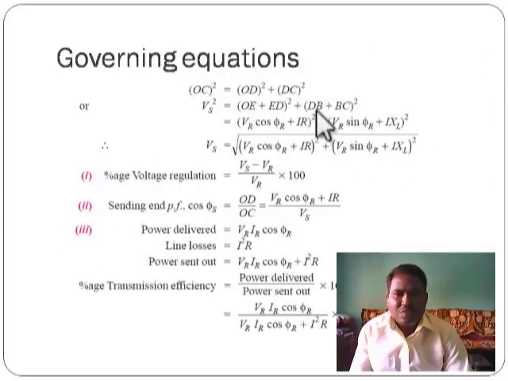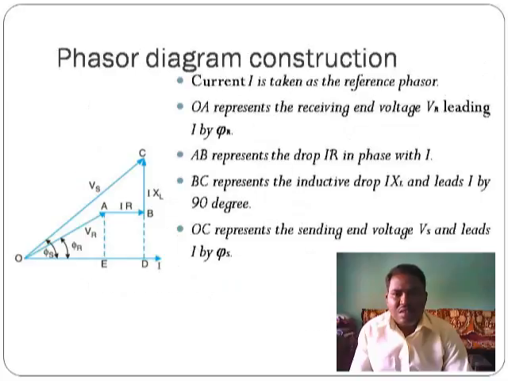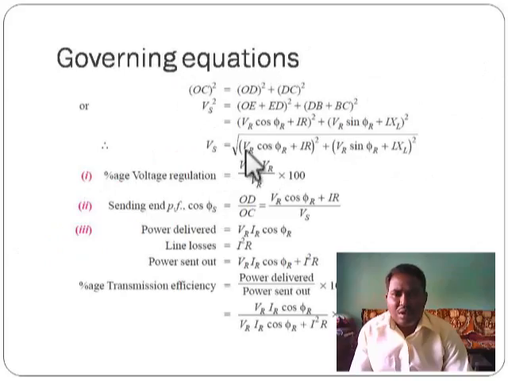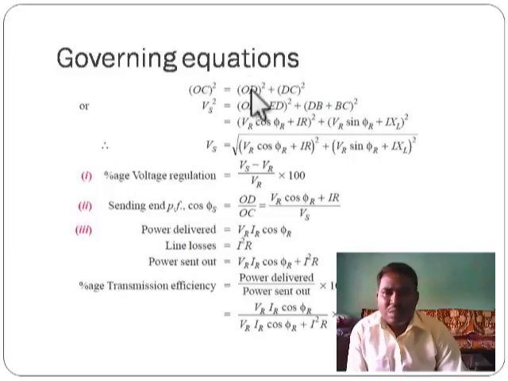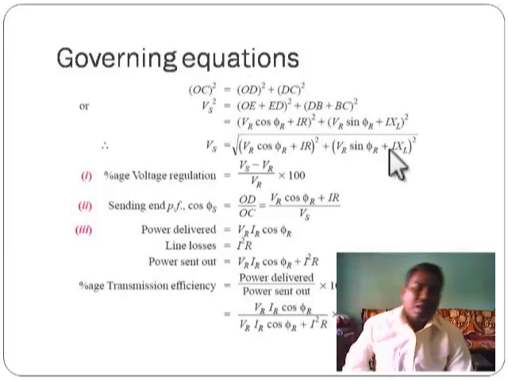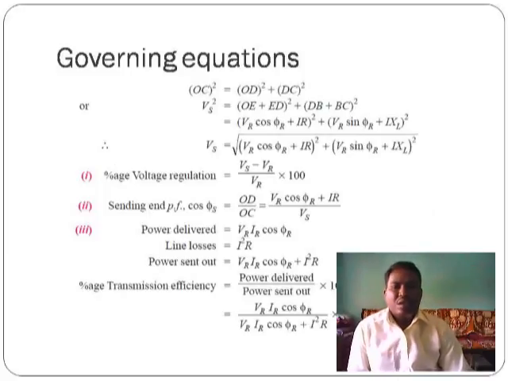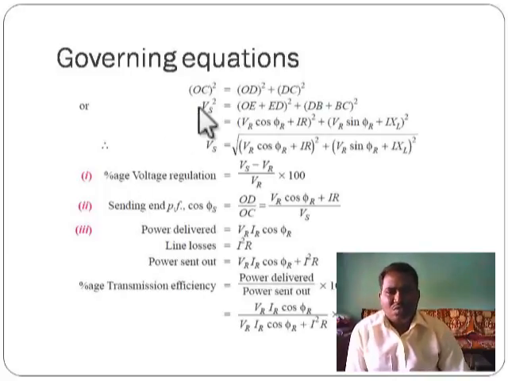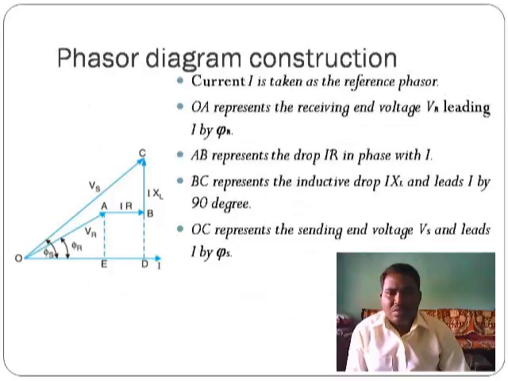I am written here. Next one is my DC. So DC is nothing but DB plus BC the whole square. So here I am written. That is OE plus ED the whole square plus DB plus BC the whole square. So this is nothing but my VR square. So I am substituting the exact values for the OE, ED, DB and BC. So first I need to determine what is my OE. So the OE line is located here.